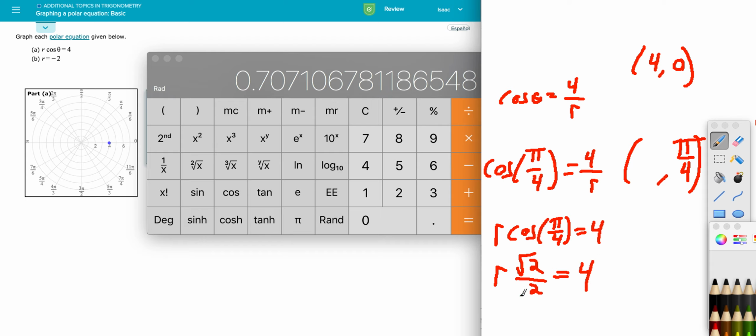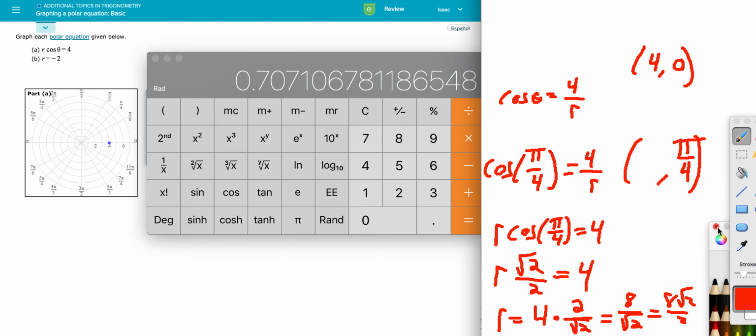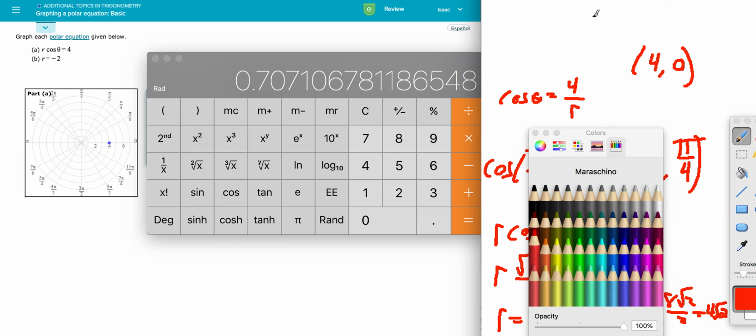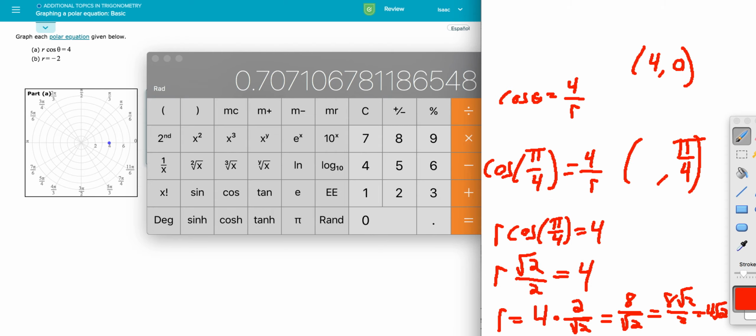So if you try to get r by itself, multiply both sides by the reciprocal, 2 over square root of 2, okay? So that's 8 over square root of 2, which if you want to rationalize the denominator, that's 8 square roots of 2 over 2, which is 4 square roots of 2. Okay, so now we have a point to plug in, okay? We plugged in pi over 4 for the angle, and we got 4 square roots of 2.